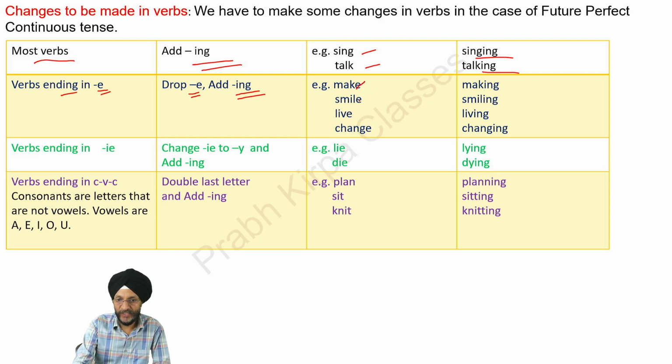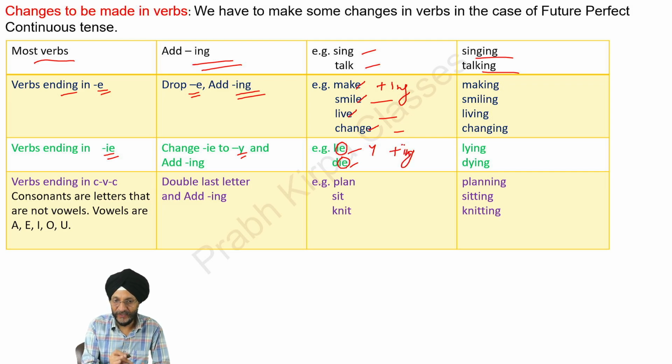That is, we will remove e. Smile, e removed. Live, e removed. Change, e removed. And we have added ing. Making, smiling, living, and changing. Then there are certain verbs that end in ie. For example, lie, die. Here we remove ie by y, we add y plus ing. Y takes the place of ie, and we add ing. Lie becomes lying, die becomes dying.